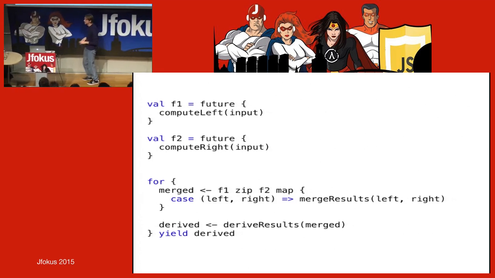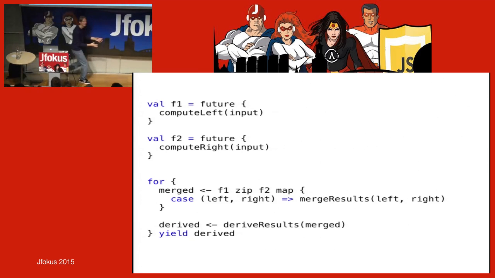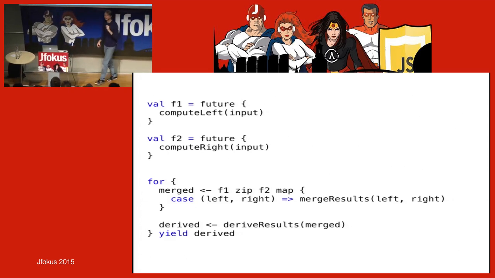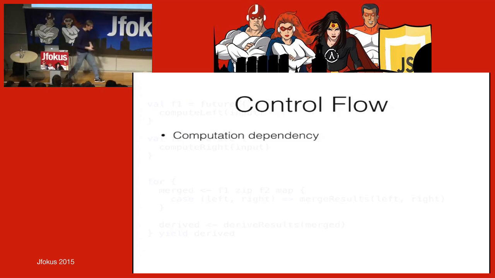And these for comprehensions are using a function under the surface called flatMap. So zip and flatMap are kind of the two fundamental functions here. And this is really important. Zip and flatMap are very fundamentally interesting things when it comes to talking about control flow. And control flow is all about concurrency.